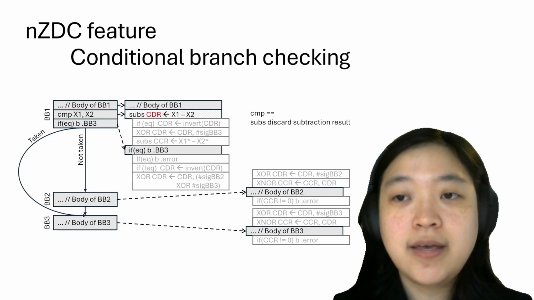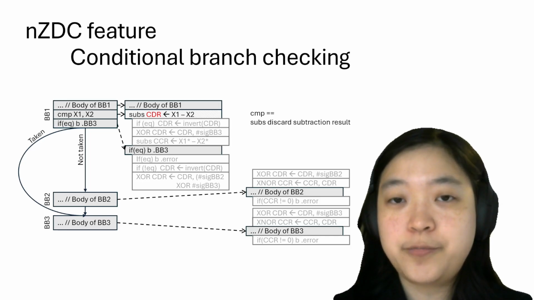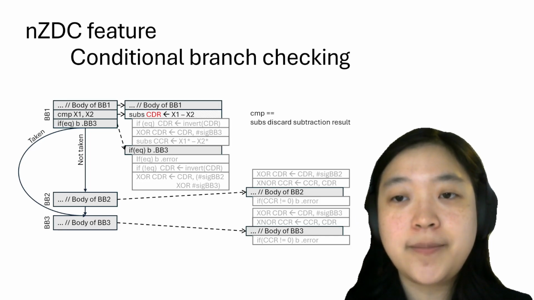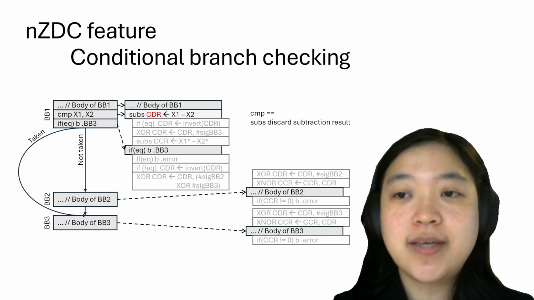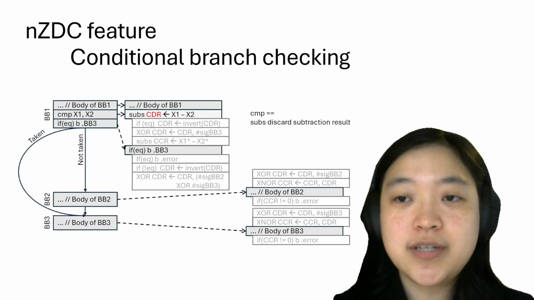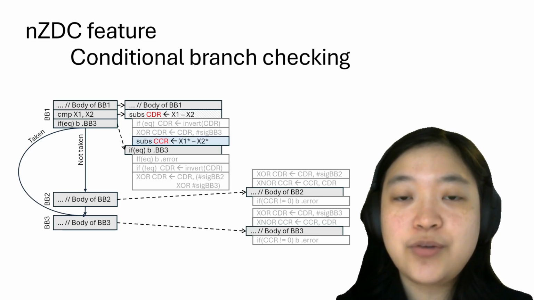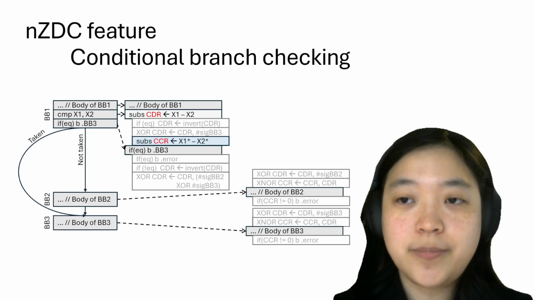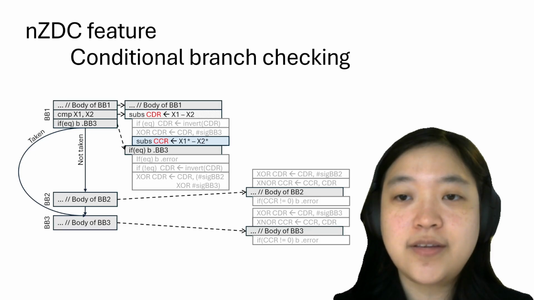This is possible because the subs instruction also sets up the condition flag in addition to performing a subtraction, and the compare instruction is actually just a special case of subs where the subtraction result is discarded. Then the subs instruction is duplicated using shadow registers as its source operands, and with the result of subtraction recorded in yet another additional register called CCR.